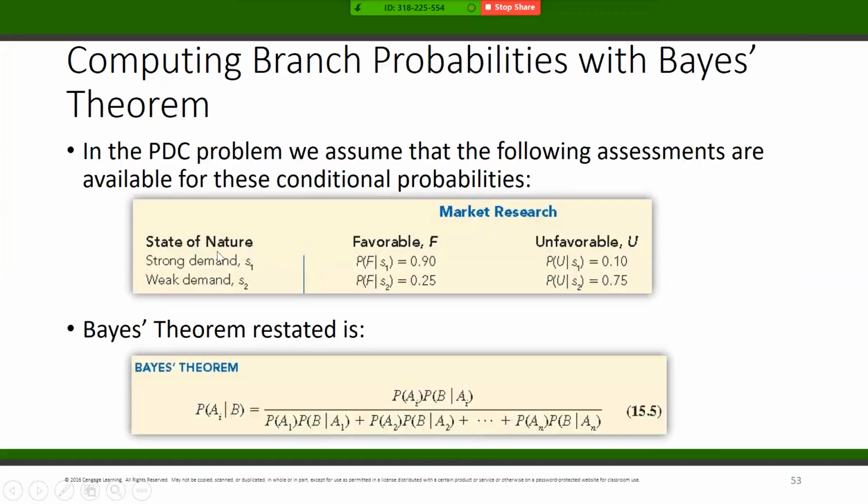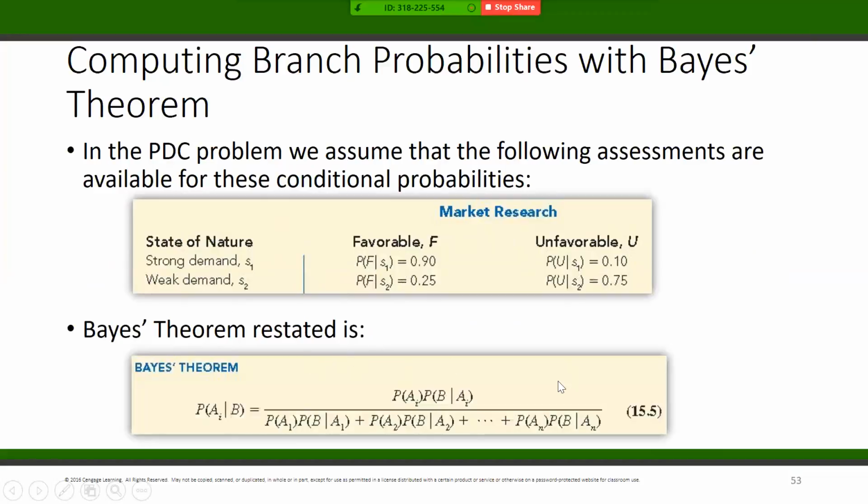In the PDC problem, we assume that the following assessments are available for these conditional probabilities. So for favorable, this is unfavorable, and these are our states of nature, strong and weak. The probability of favorable, given it's a strong demand, is 0.9. Given favorable market research and a weak demand, that's 0.25. Given unfavorable market research and state of nature 1, that's 0.10. And for unfavorable and state 2, that's 0.75. So those are the conditional probabilities.